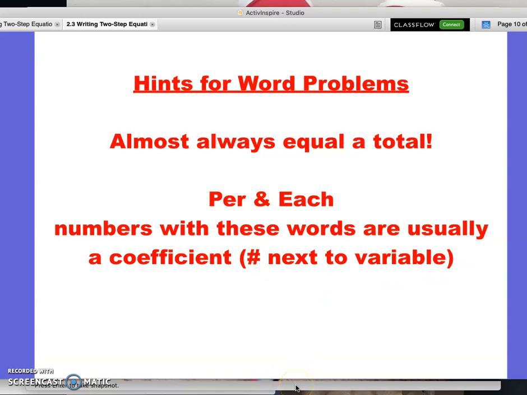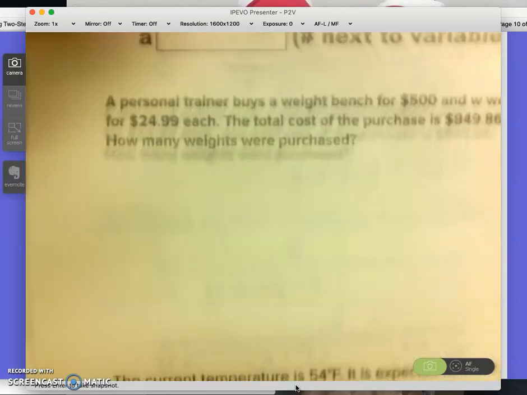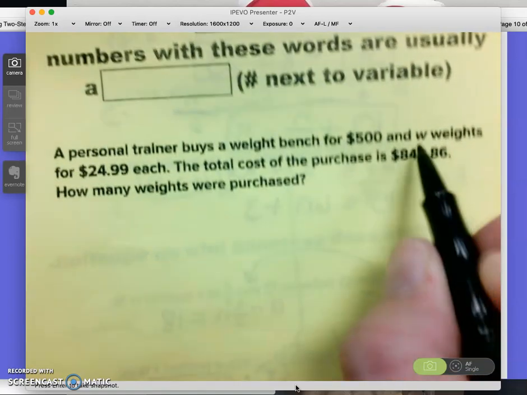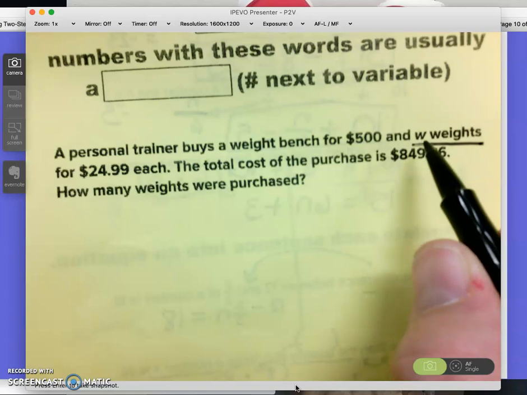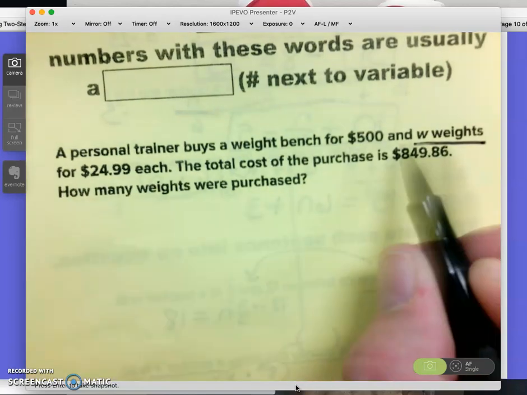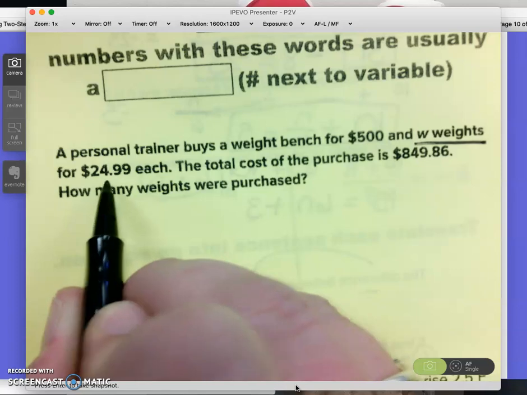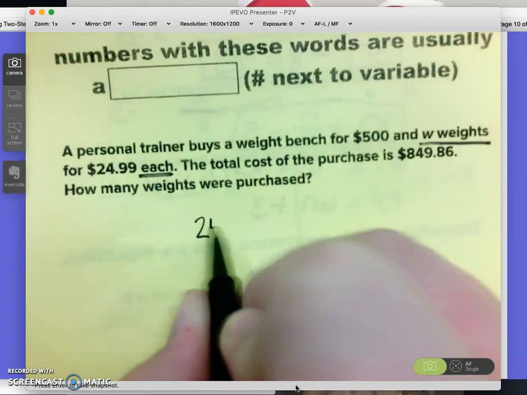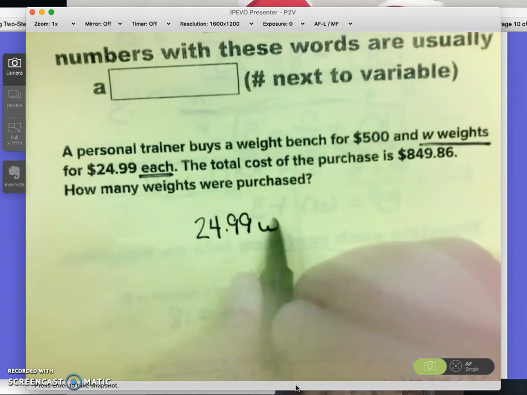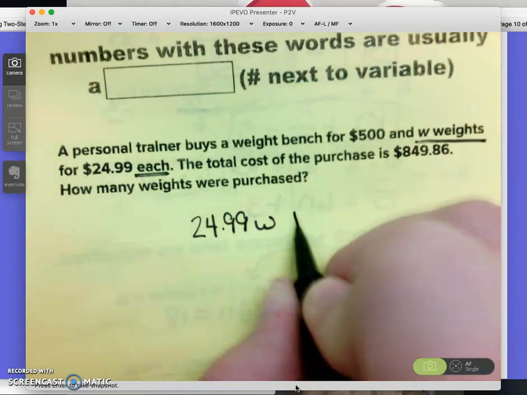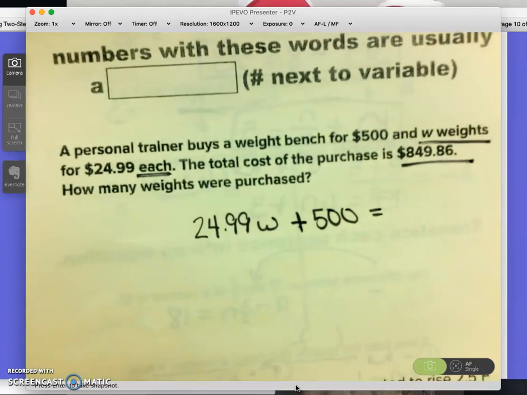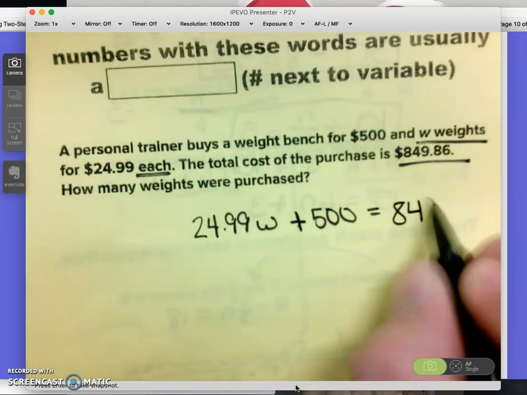So your first example is a personal trainer buys a weight bench for $500 and W weights. Where they do something like this, that means that they want you to use W for the variable. And they buy weights for $24.99 each. So that word each, that means I'm probably going to have that $24.99 times or per each weight. I have to add the 500, and the total is $849.86.